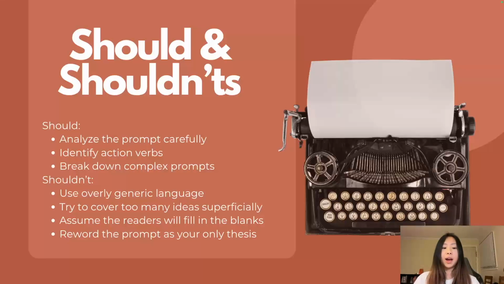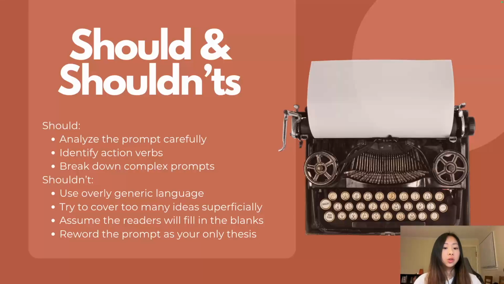Next, you should identify action verbs, like we mentioned on the previous slide. These verbs tell you how to respond. If the prompt says analyze, listing facts isn't enough. You need to explain why and how. Then, break down the complex prompts. If the prompt has multiple parts, you can turn that into a checklist. This helps ensure that you're not skipping any parts, especially if it's something important.